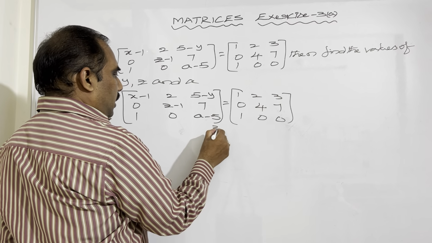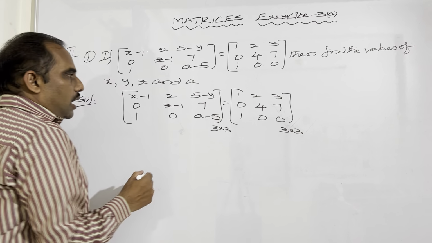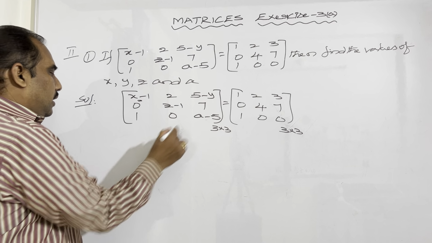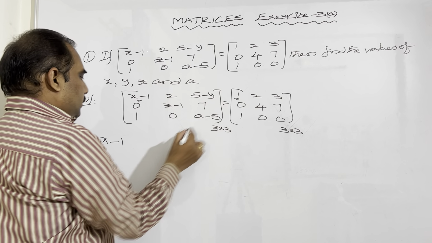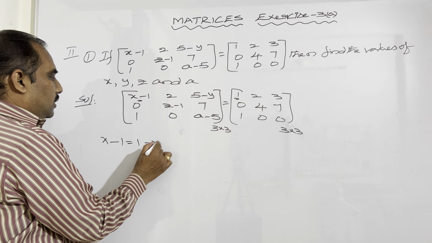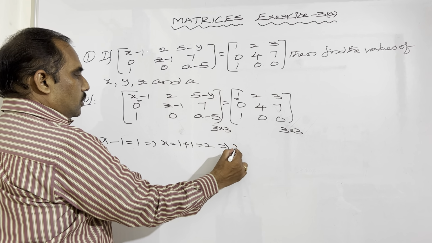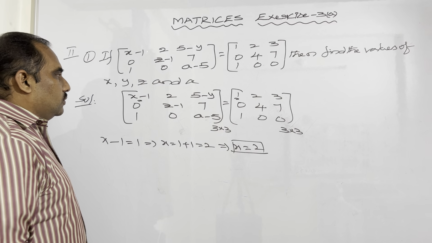See, both the matrix orders are the same. When both matrix orders are the same and they are equal, their corresponding elements are equal. So here the corresponding elements are x minus 1 is equal to 1. From this, x is equal to 1 plus 1, which is equal to 2. So like this we can find the value of x. x is equal to 2.